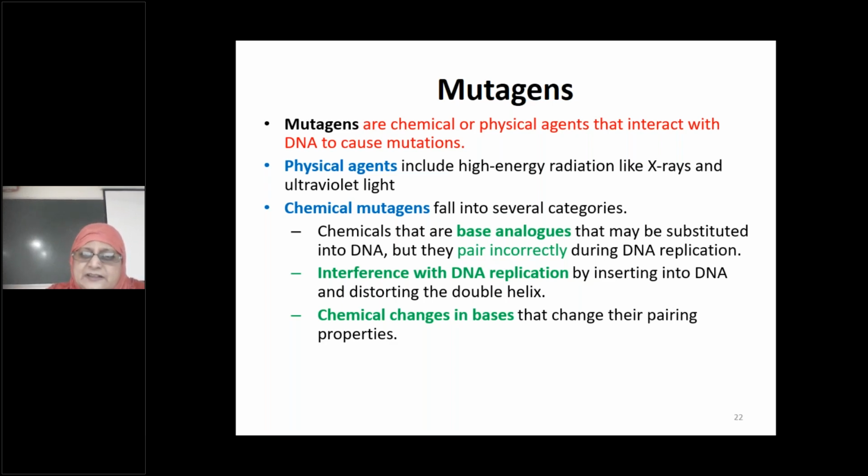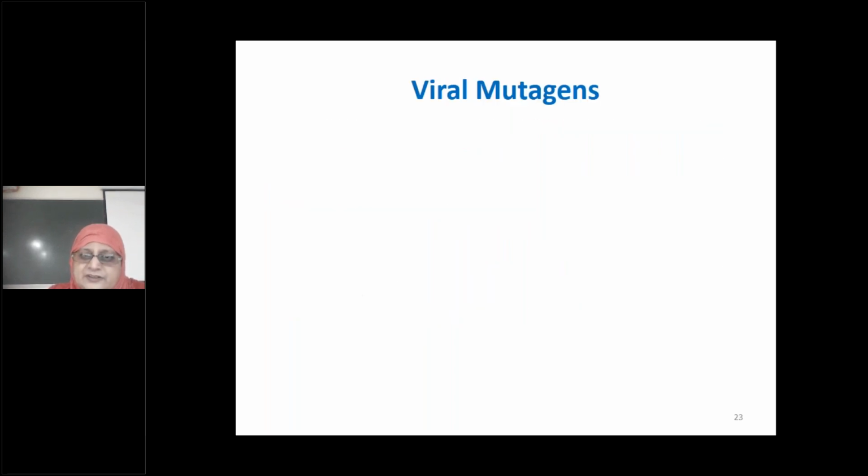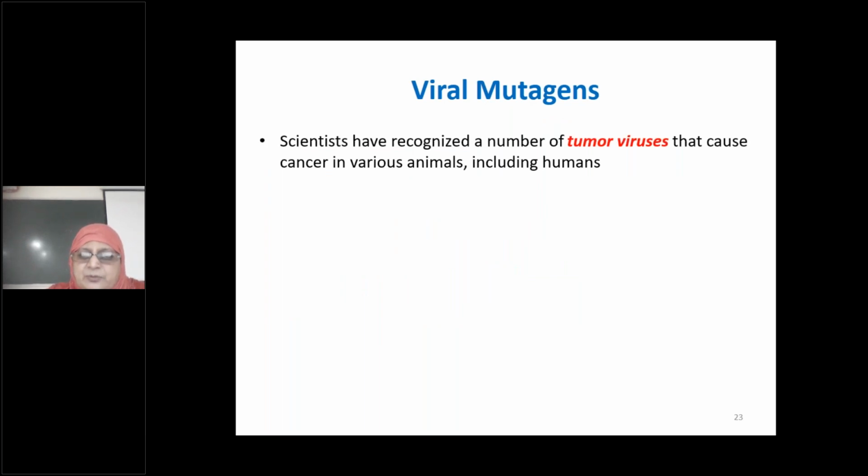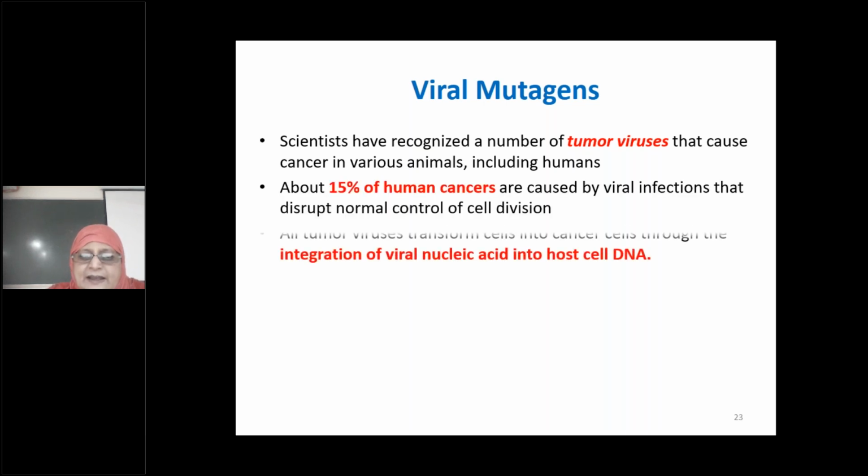Other than the physical and chemical mutagens, you may also have viral mutagens. We have seen this when we were talking about cancer, where a number of tumor viruses were identified in animals as well as in humans. About 15% of human cancers are caused by viral infections that disrupt the normal control of cell division. And we have already discussed how tumor viruses transform cells into cancer cells through the integration of viral nucleic acid into the host cell DNA.